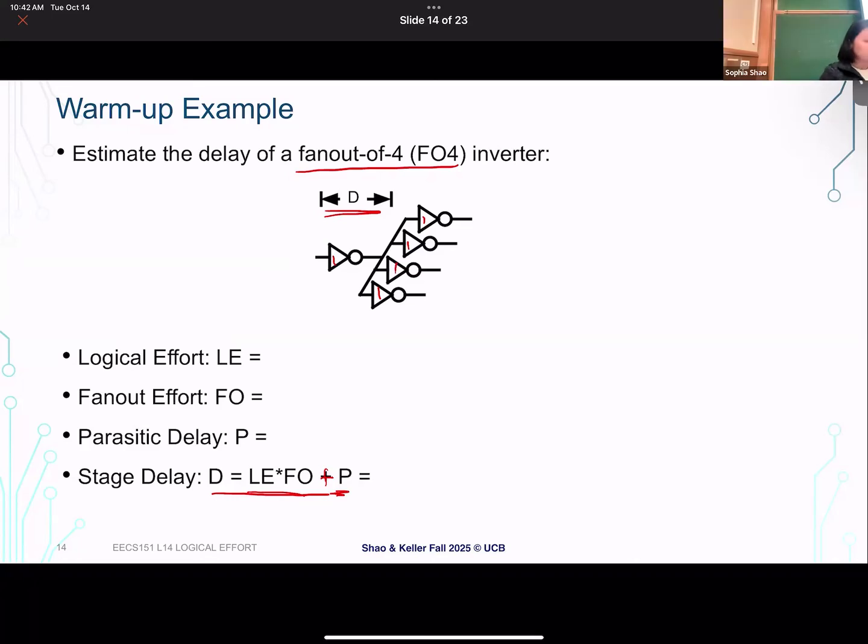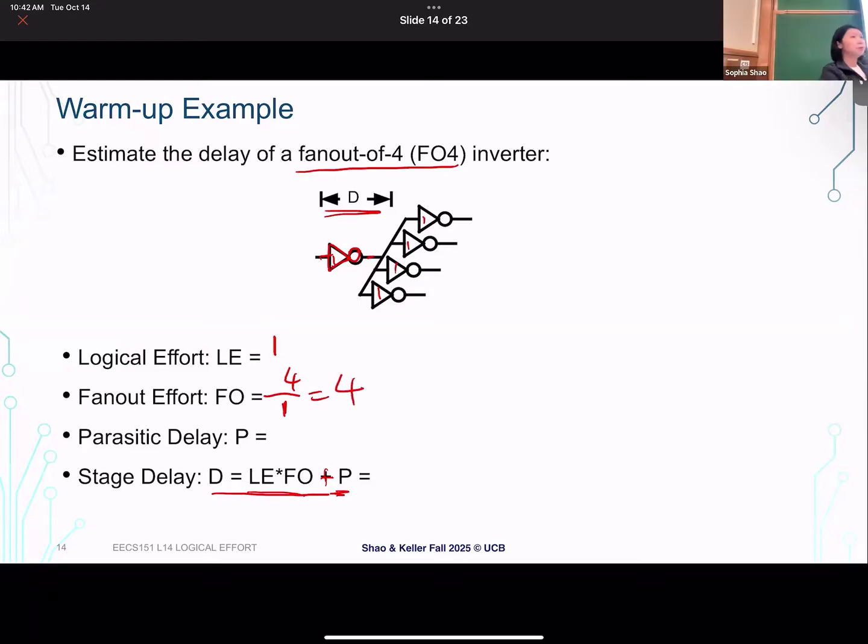For this example, it's pretty straightforward. The logical effort of the inverter is 1, because there's nothing connected in series. Everything is normalized to the inverter. For the fan out effort, my inverter here is driving four inverters of the same size, so my load is 4 compared to my own size.